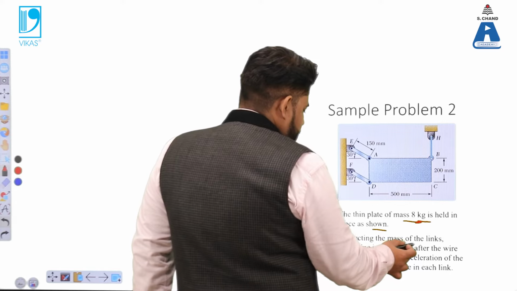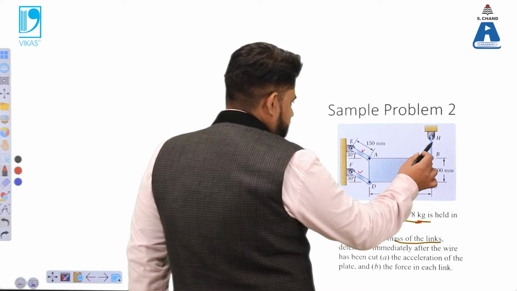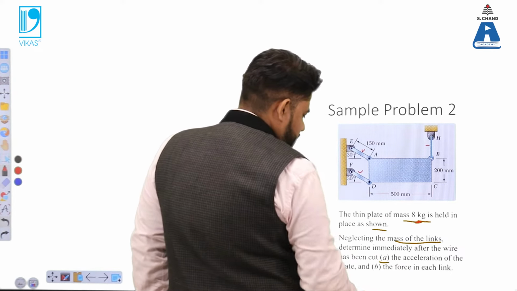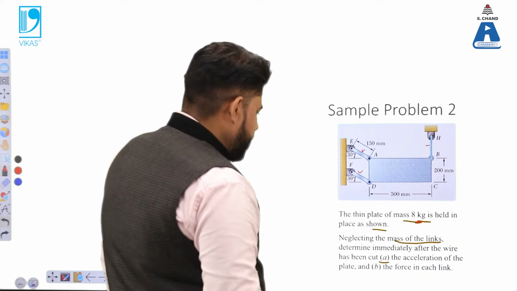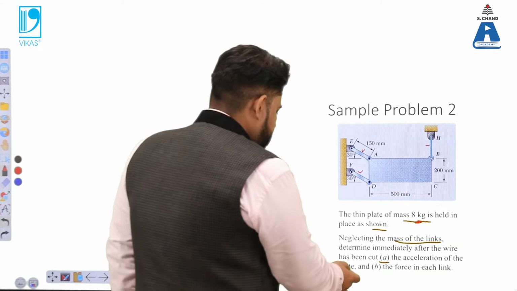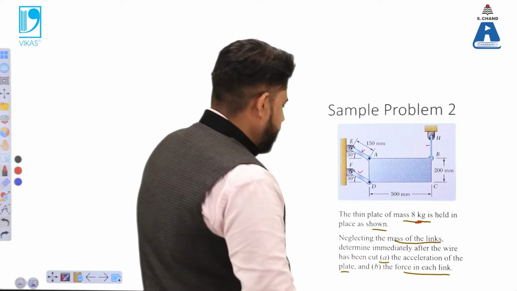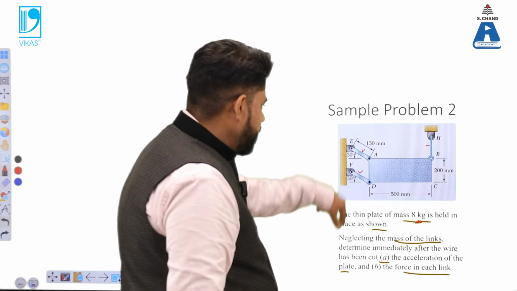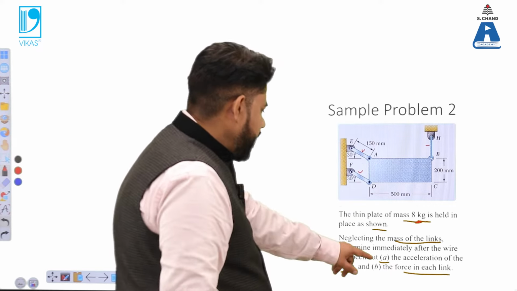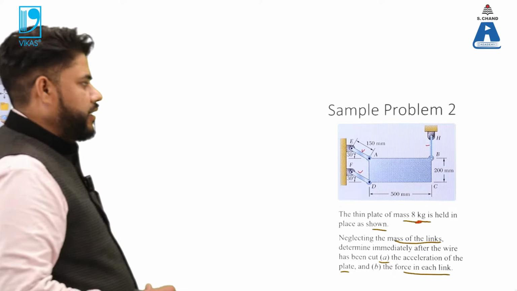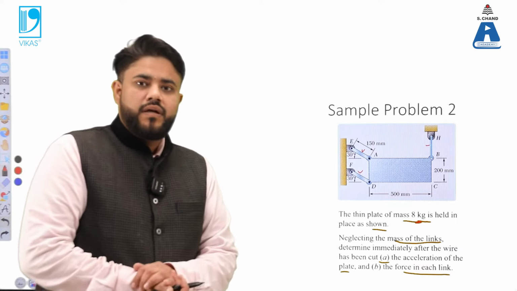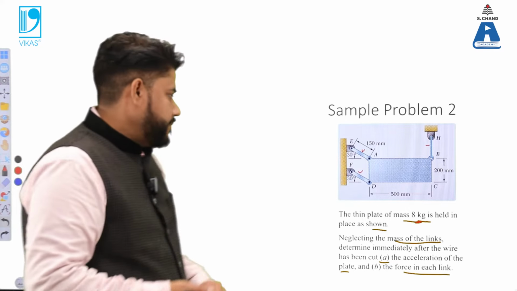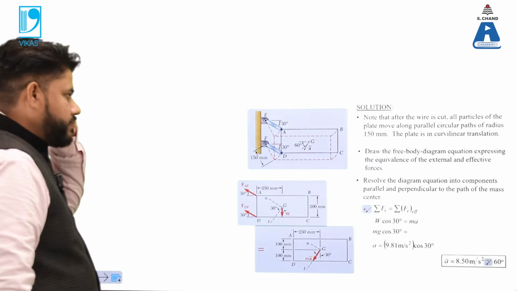Now what is mentioned: you have to neglect the masses of the links. There are links, you have to neglect their mass, and determine immediately after the wire has been cut the acceleration of the plate, and the force in each of the links. If the wire is cut, what would be the value of acceleration of the plate and the force in each link? For this, again, you need the concept of the sum of all the forces in the x direction, y direction, and the moments, as we did in the previous part of the question.